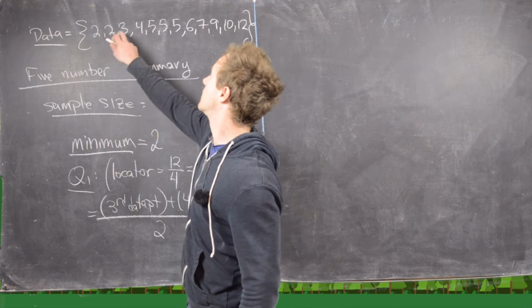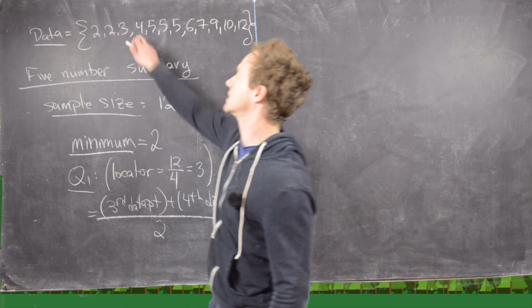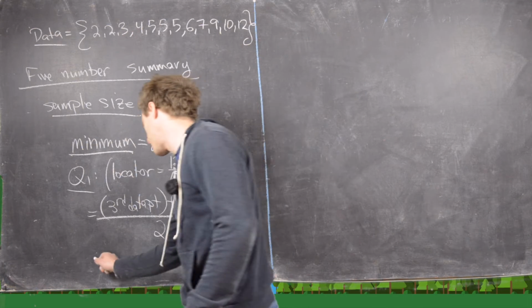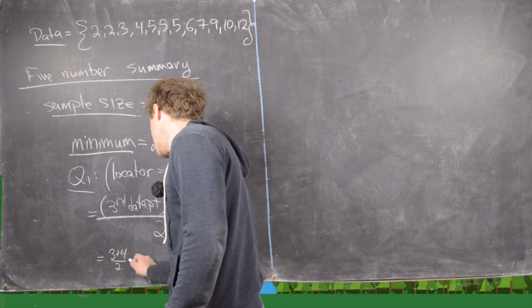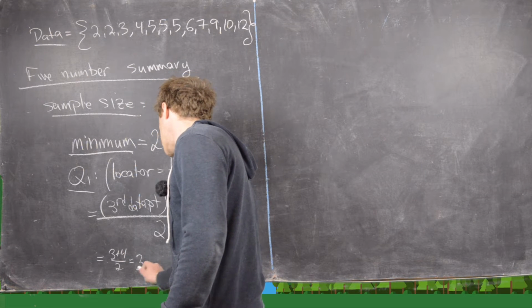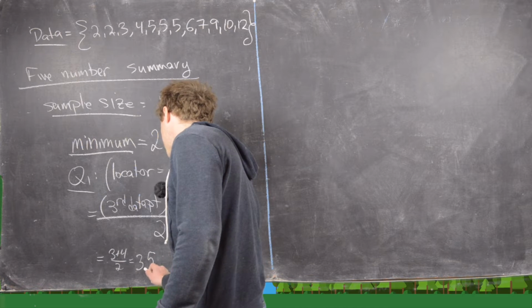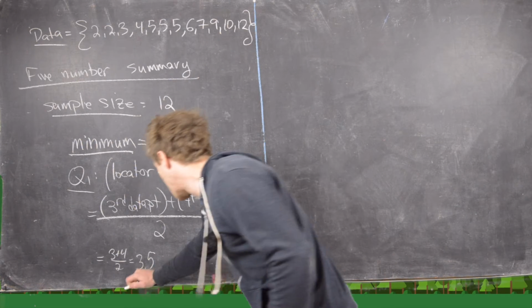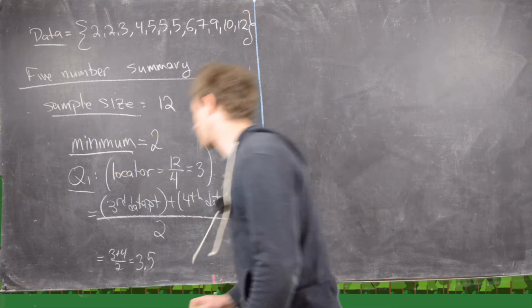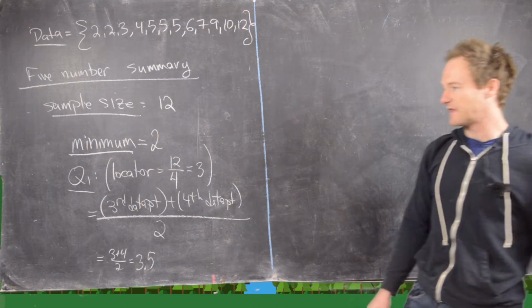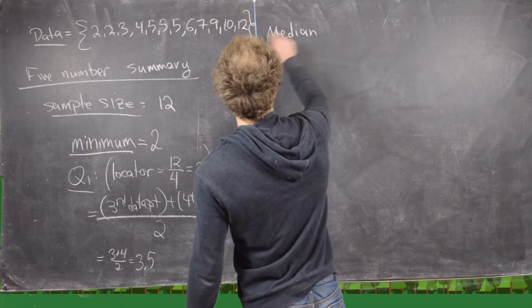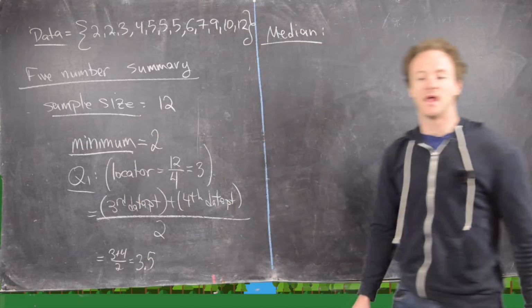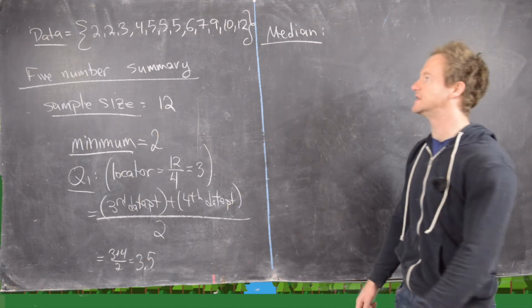So 1, 2, 3, so the third data point is 3 and the fourth data point is 4. And so that's 3 plus 4 over 2. So here we get 7 over 2, which is 3.5. Okay, so that's going to be the first quartile. Now the next thing that we need to do is find the median, okay? And we're going to find the median just like we did before.